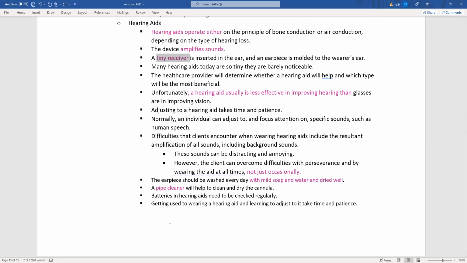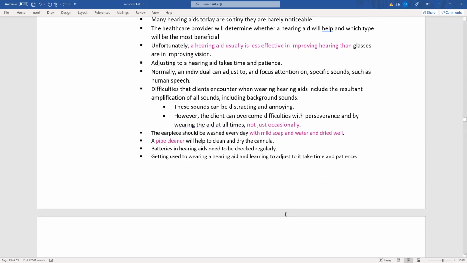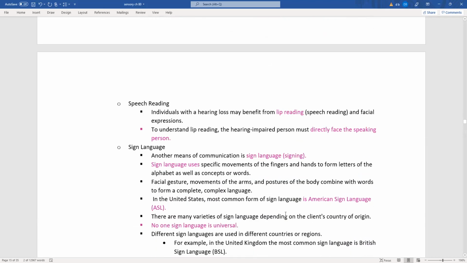So getting used to wearing a hearing aid and learning to adjust to it takes time and patience. And I'm all for it, baby, because I need them. And that's so doggone expensive. I just pray to God I can get some hearing aids. I pray that they approve me for them. Okay. So I can stop getting into it with y'all because I can't hear.